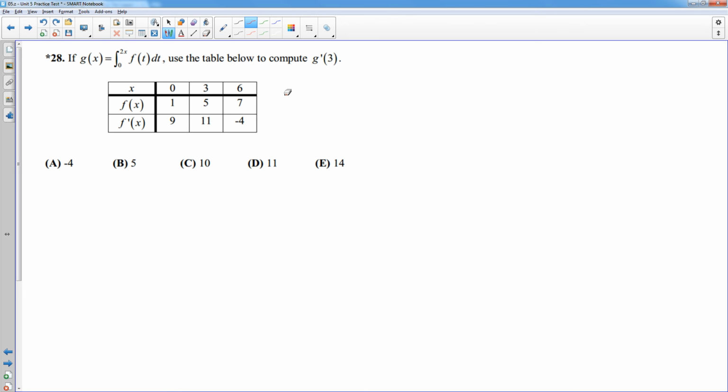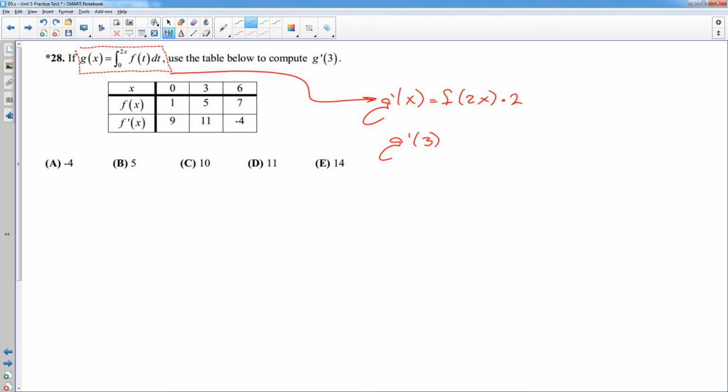Let's see, there's g of x. We need to compute g prime of 3. Before you find any value of a derivative, you must first actually find the derivative. So if that's g prime, this is one of those lovely fundamental theorem of calculus questions. You plug the 2x in for the t, and you multiply by the derivative of what you plugged in. So g prime of x is that. I need to compute g prime of 3. So g prime of 3 is going to be f of 2 times 3, which is 6, times 2. That would be f of 6, which is 7, times 2 is 14.